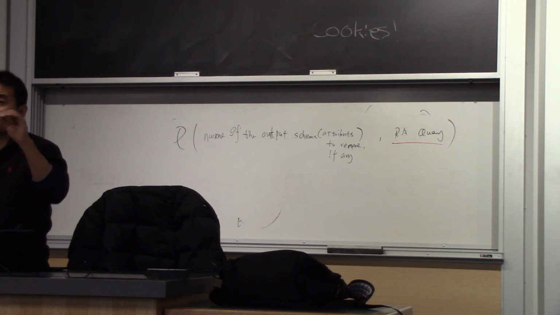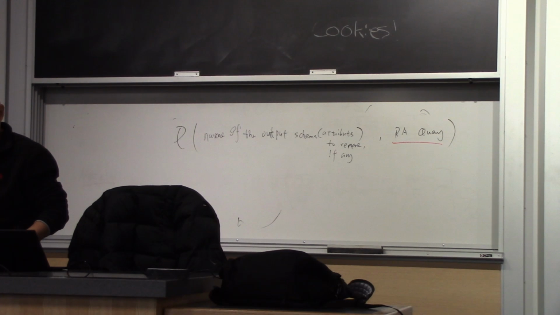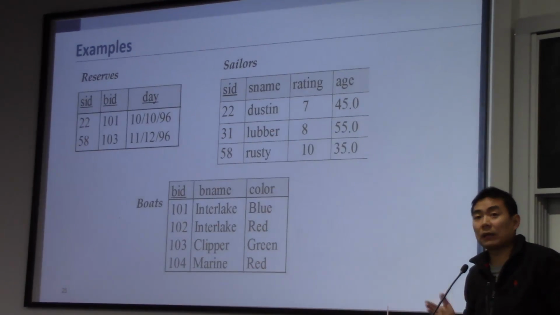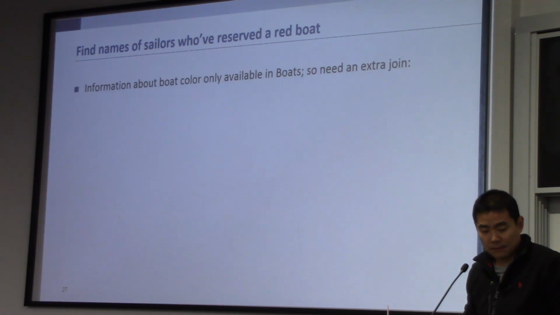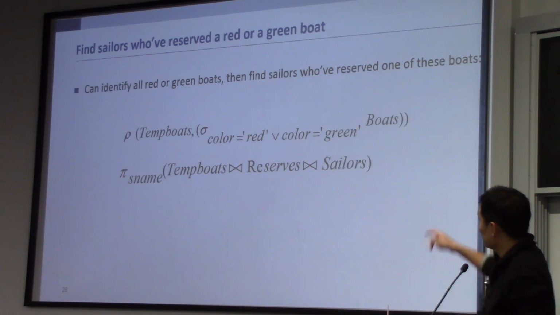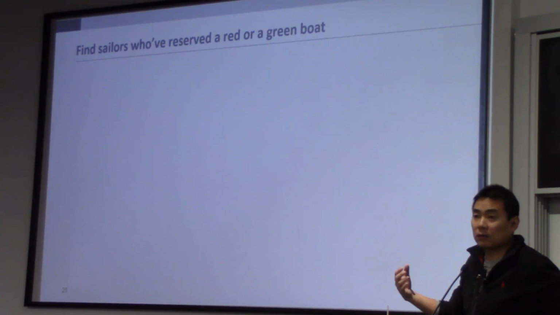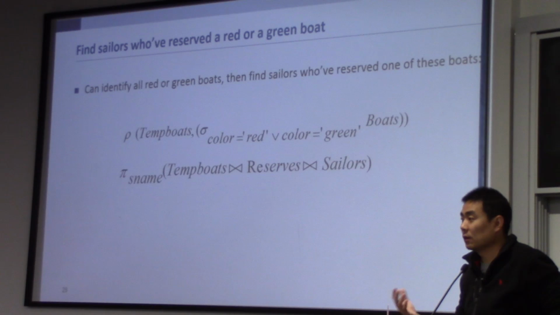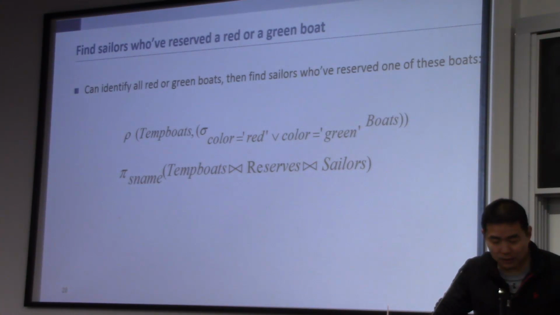In this particular example, I'm only renaming the name of the output schema. I'm not renaming any of the attributes. So the attributes of temp boat are still the same as the original boat schema, which are boat ID, boat name, and color. Because I'm not renaming any of the attributes, I'm just renaming the output schema itself. Now I use this temp boat and apply essentially the same thing here. Because now instead of red color boat, I have red or green boat. Same logic. Okay? Next example.